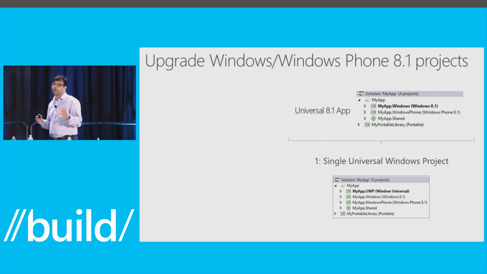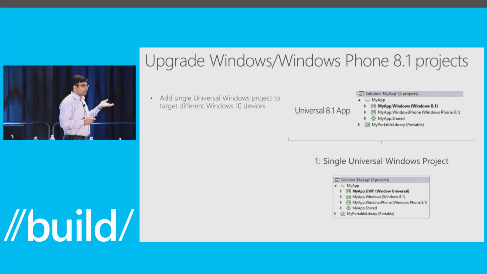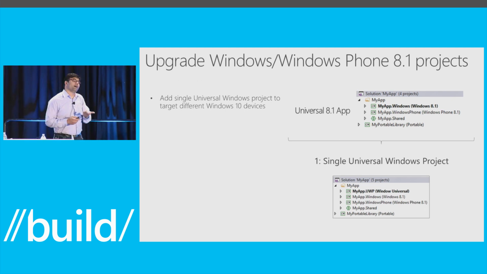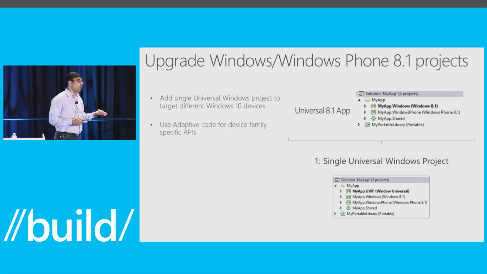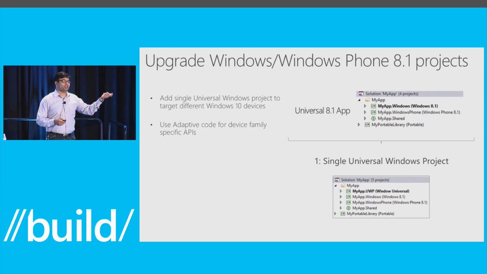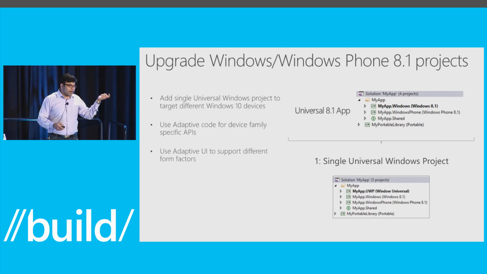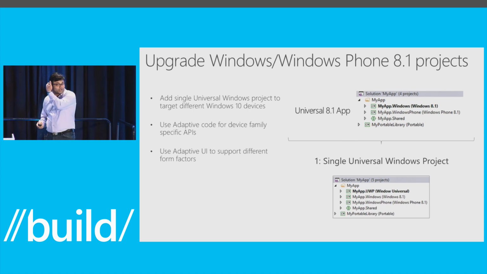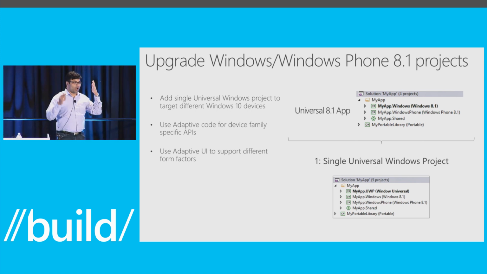So what you can do is add a new universal project. And this universal project will be for all the Windows 10 devices that you want to target. You can use adaptive code to check for device-specific capabilities and write code against that. You can use adaptive UI. We will be learning more in Tim's session, but you can use adaptive UI to handle the form factors and to make sure you have the right design running on the right form factor.